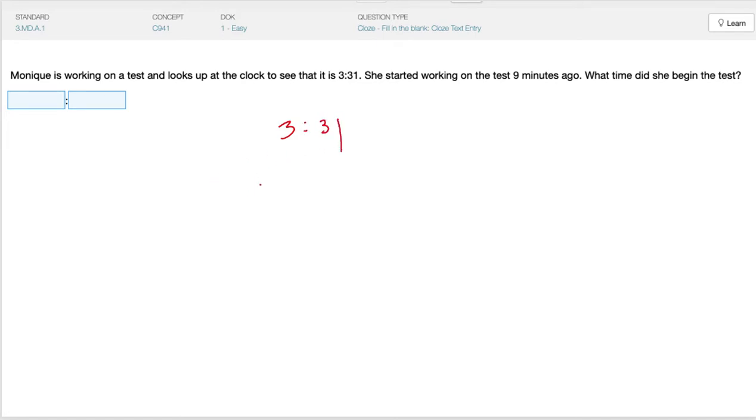And if we subtract 9, it's not going to be enough to go before 3 o'clock, so we don't really need to worry about that. We just need to see what's 31 minutes minus 9 minutes. So we just do some subtraction. 11 minus 9 is 2, and 2 minus 0 is 2, so it'll be 3:22. That was just regular subtraction, subtracting 9 minutes from 3:31 p.m.